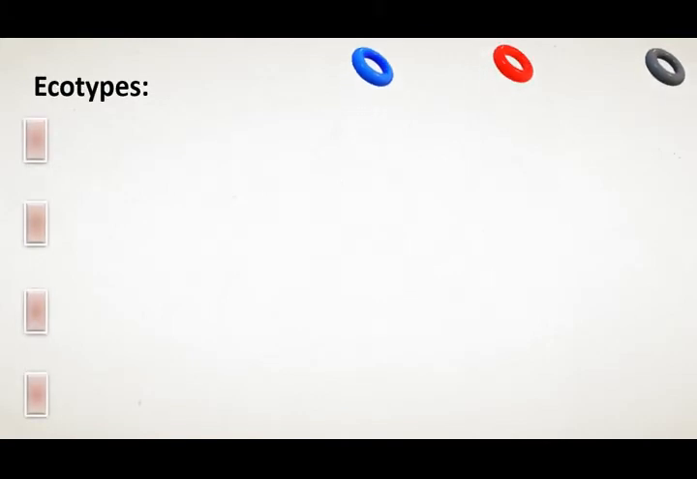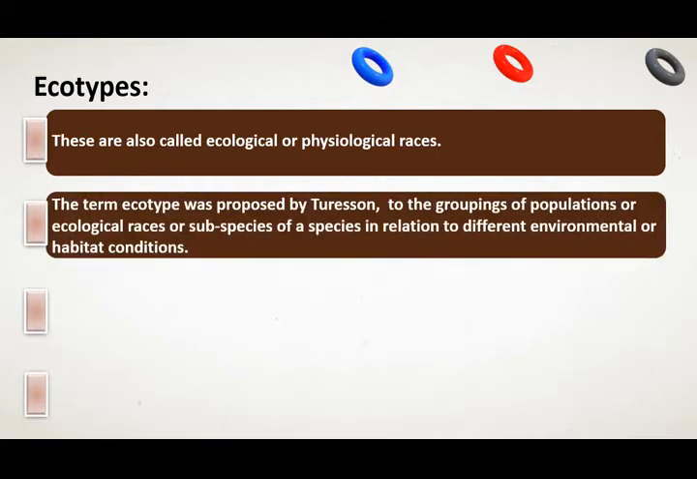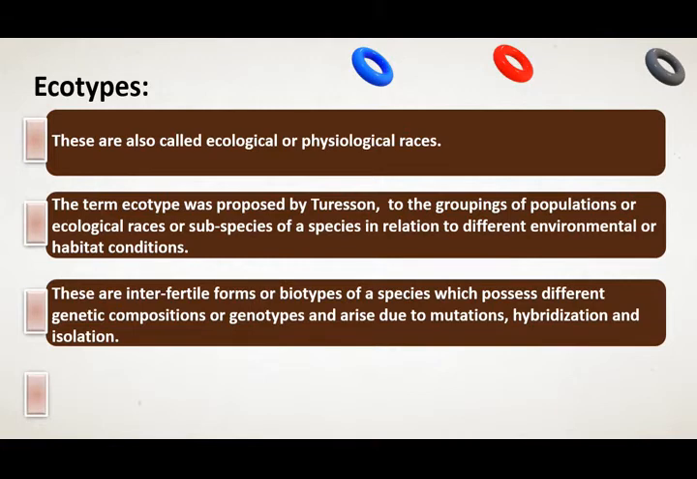Now the next is ecotype. These are also called ecological or physiological races. The term ecotype was proposed by Turesson in the year 1922 for the grouping of populations or ecological races or subspecies of a species in relation to different environmental or habitat conditions. These are interfertile forms or biotypes of a species which possess different genetic compositions or genotypes and arise due to mutation, hybridization, and isolation. That is, when these two different ecotypes are crossed, fertile offspring are produced.